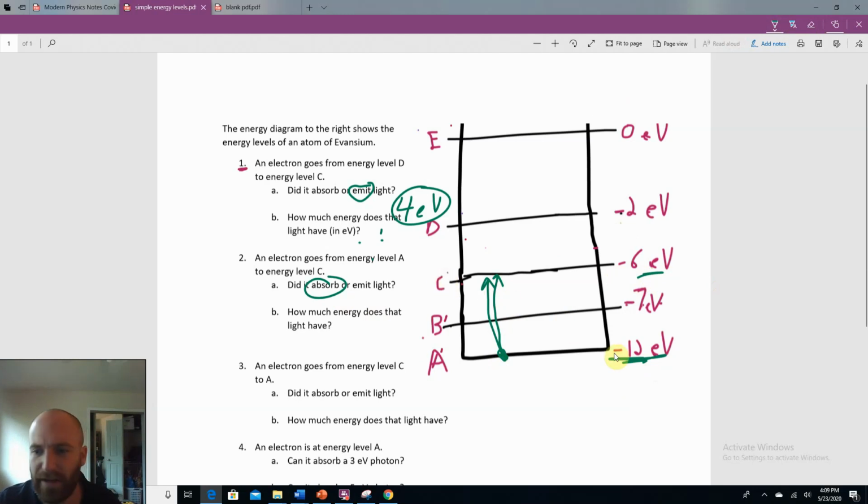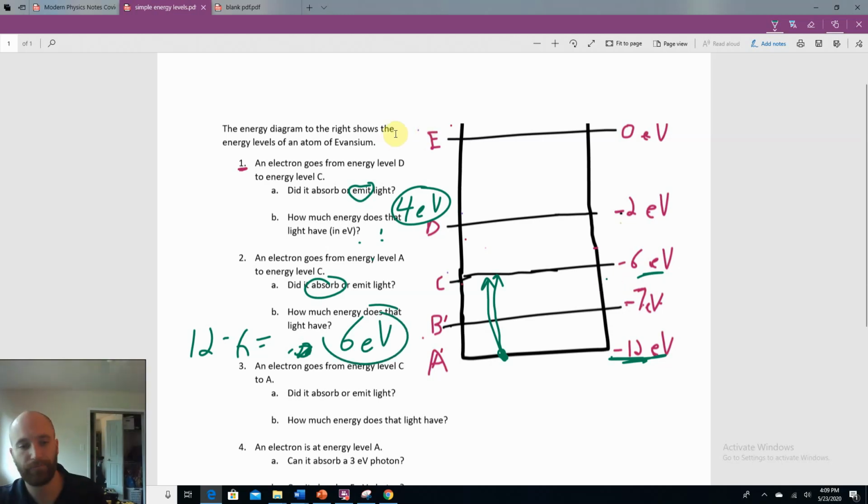How much energy does the light have? Well, we went from 12 to 6. So what's the difference there? You started with 12, you ended with 6. I think that's 12 minus 6, which is 6 electron volts. That's the energy of the photon that got absorbed. There we go. So we're really just finding the difference in energies.